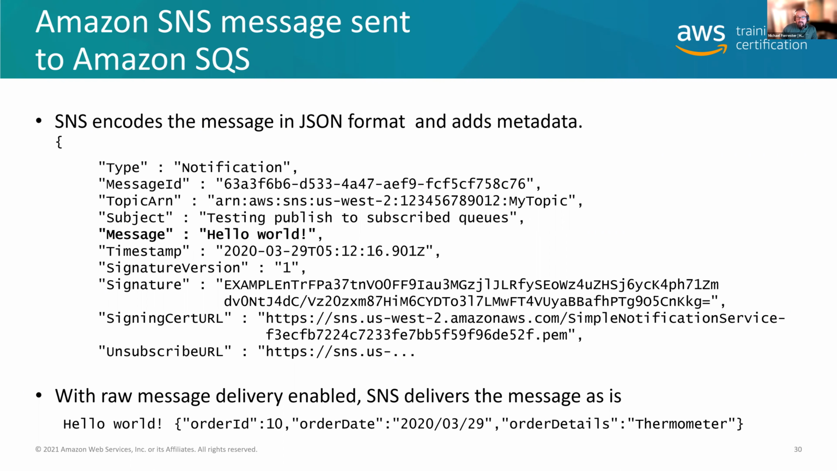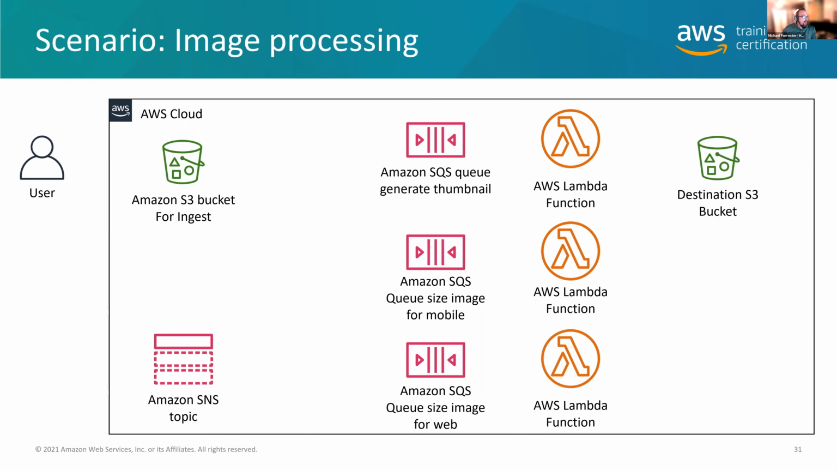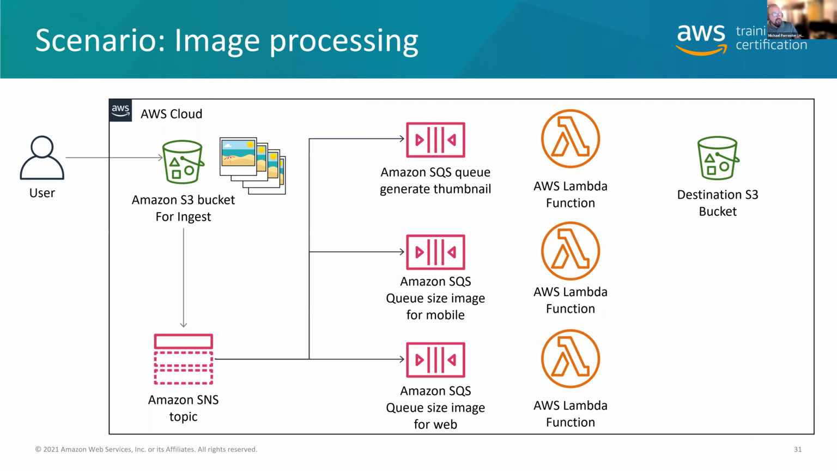Okay, so let's go back to the image processing scenario here. We got a user, they drop a file inside an S3 bucket. This triggers a response to an SNS topic, which immediately is like, boom, let's actually make a thumbnail, a mobile size version of the image, and let's size this for desktop/web. And then we're going to hit this queue.